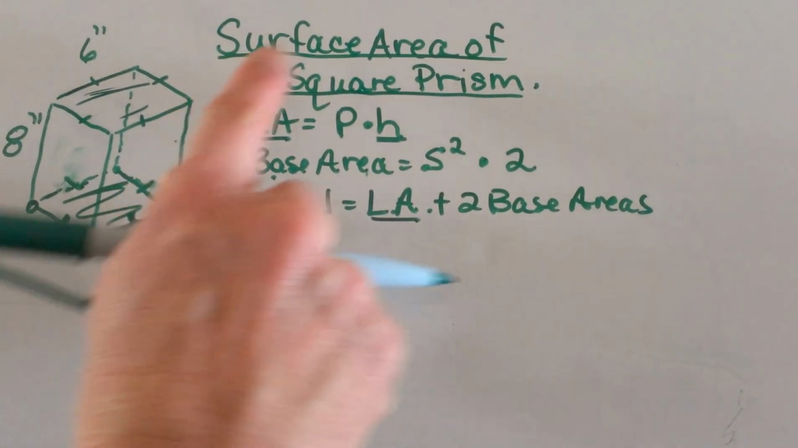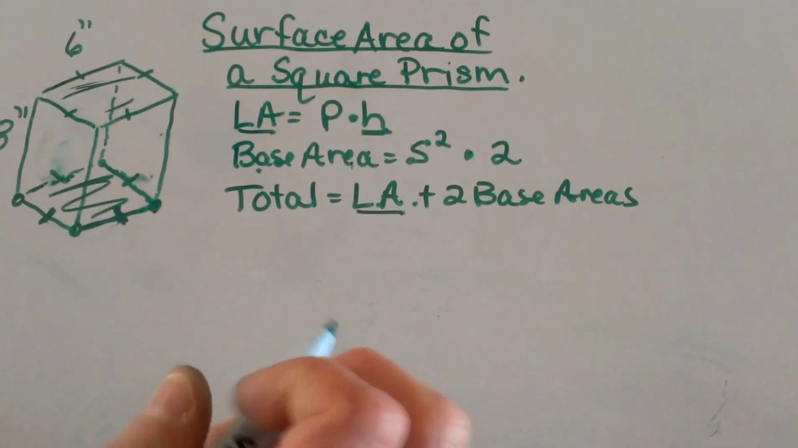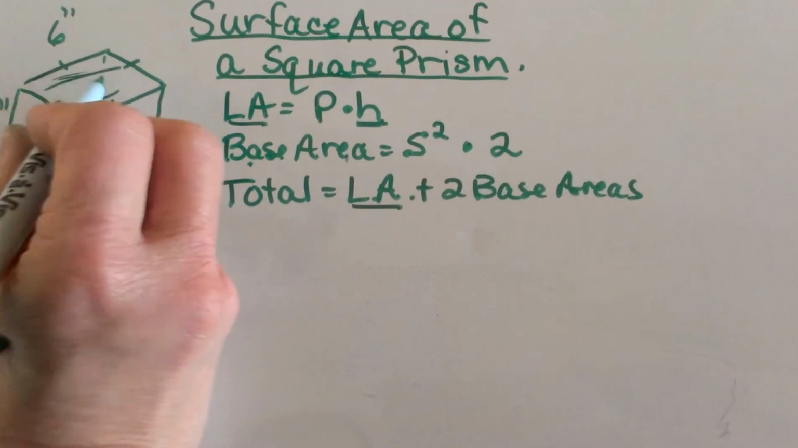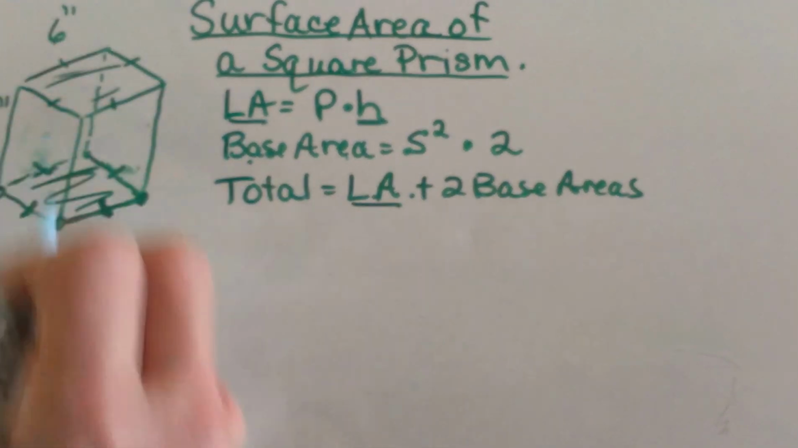We're looking at how to find the surface area of a square prism. So let's define a square prism. A prism is a figure that has two parallel bases, and our bases are squares.